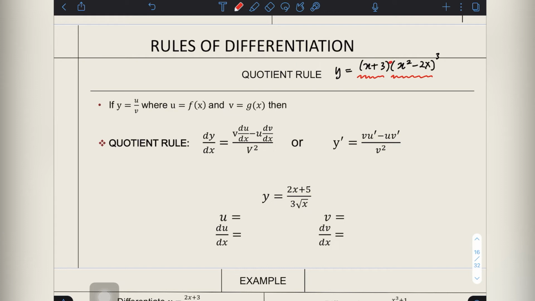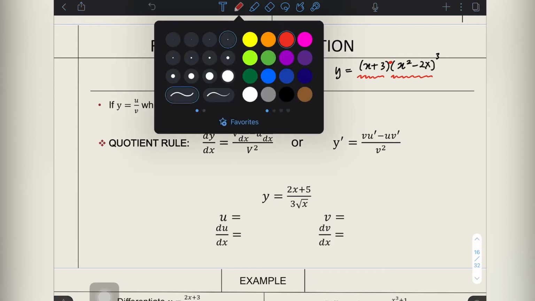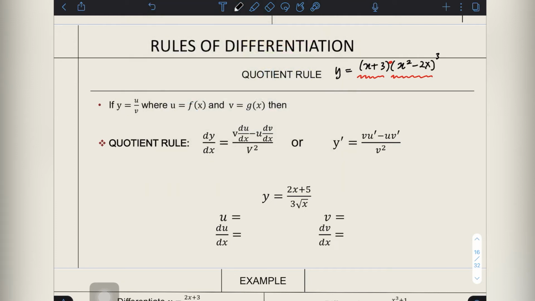Now, we want to use the quotient rule to find the differentiation of a function y. If you have two different terms, let's say x plus 3 divided by the second term, (x squared minus 2x) to the power of 3. So you have the first term here, and you have another equation here, and both equations have been separated by the division process. So to find the derivative of this function, we need to use the quotient rule.